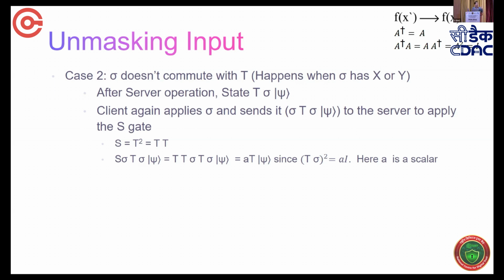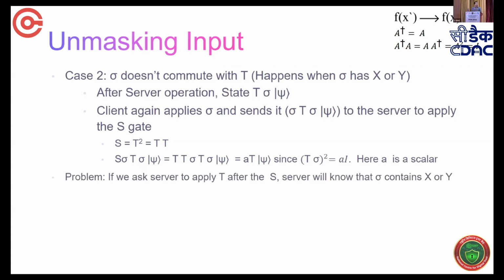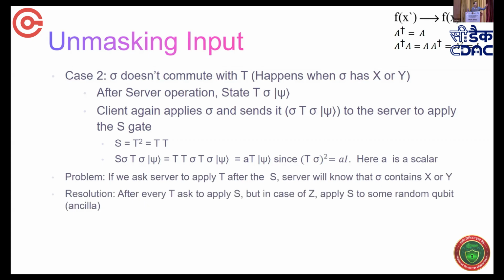But there is one question: whenever it doesn't commute, I have to ask the server to apply the S gate. Now the server will know that it is not commuting, that's why I sent it. And if it is not commuting, it means it's a T gate, or the sigma contains X or Y. So if it knows, then blindness is not there.